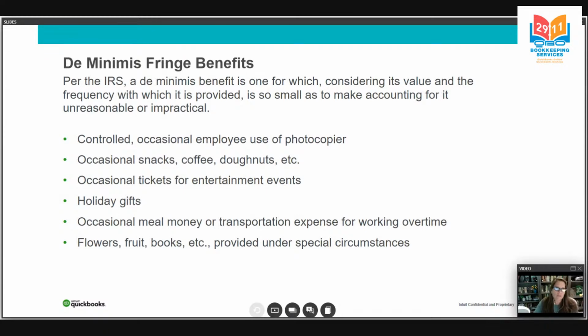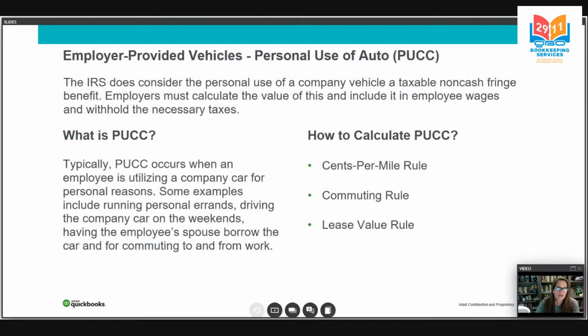A de minimis fringe benefit is one for which, considering its value and the frequency with which it is provided, is so small that accounting for it is unreasonable or impractical. It could be maybe an employee who uses a copy machine, or prints something out personally, maybe something for their kid. Snacks, coffee, donuts, occasional tickets for entertainment, holiday gifts, flowers, fruit, books, under special circumstances.